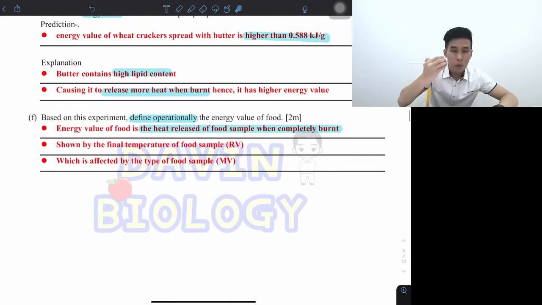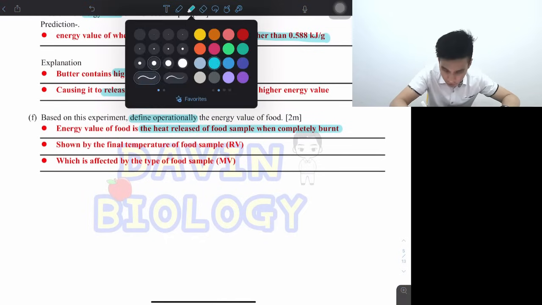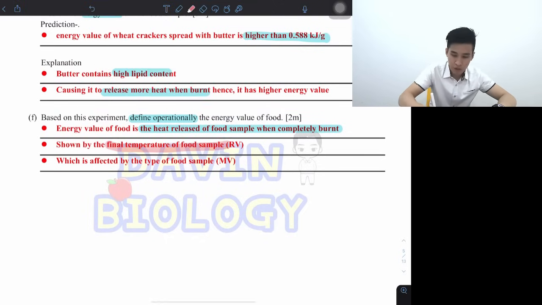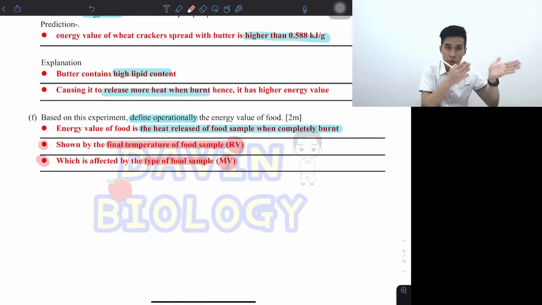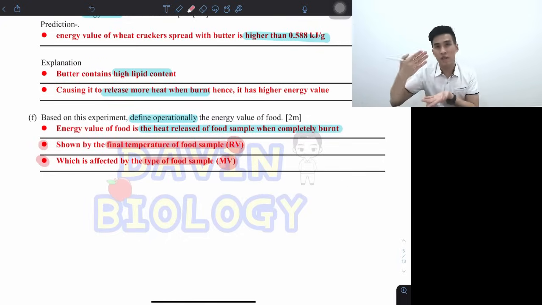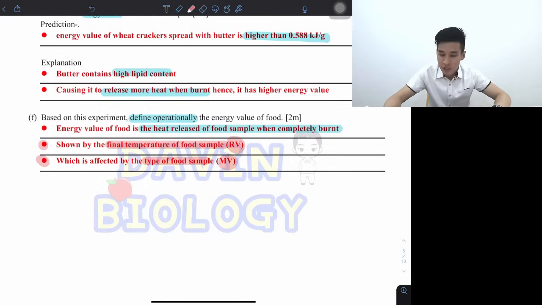The next two are very easy. I say shown by final temperature of food sample, which is your responding variable, basically, affected by type of food, MV. So the second and third, you definitely cannot get it wrong. Just copy from your experiment only. Shown by responding variable, which is affected by manipulated variable. I mean, every experiment, RV is affected by MV. Right? So that is how you do operational definition.